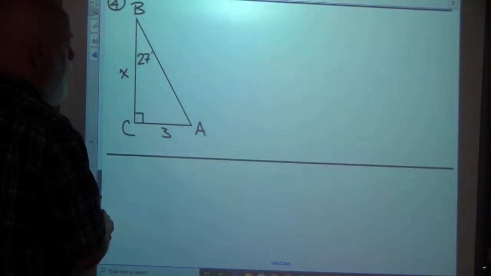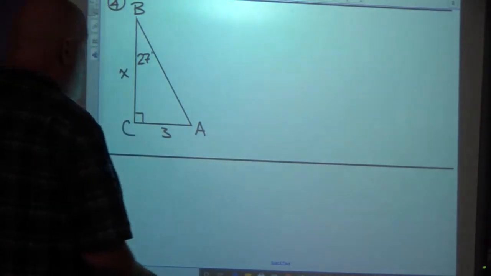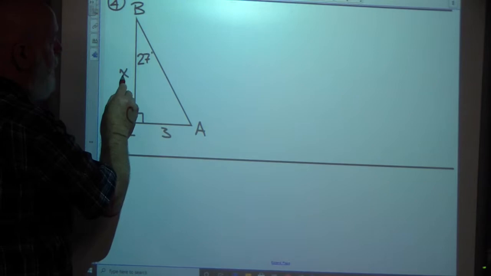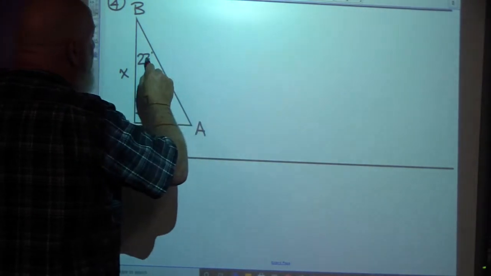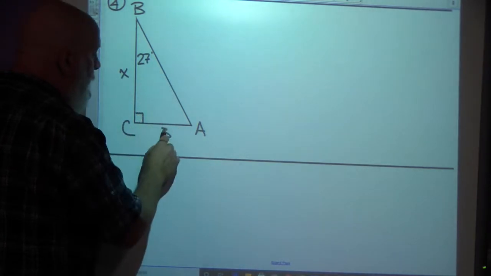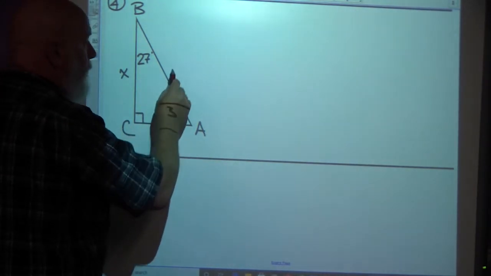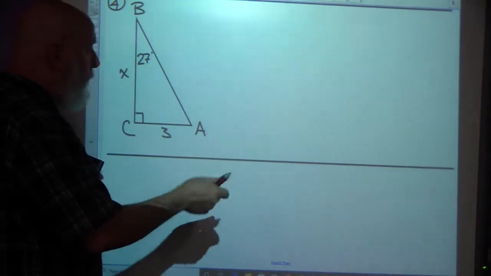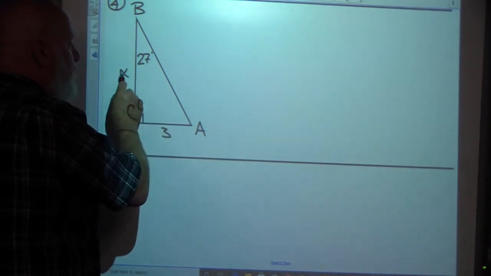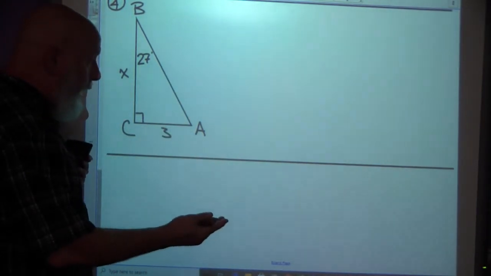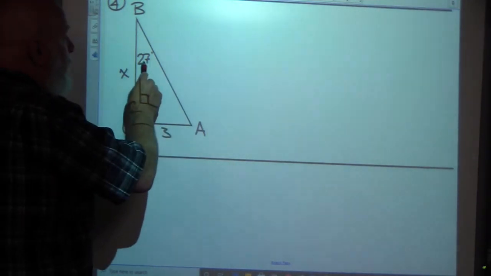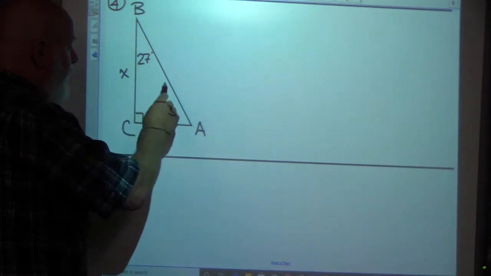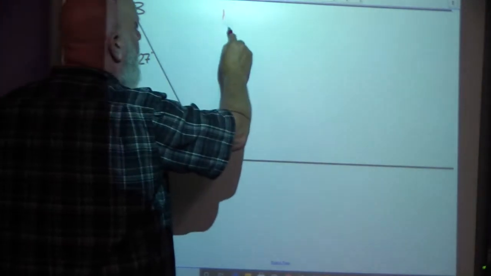All right, and here's one more example. I will try not to mess up. I'm looking for this side right here, and I know this angle. If I tried sine, it would be opposite over hypotenuse, so that would give me two unknowns. I don't want that. If I tried cosine, that would be adjacent over hypotenuse, which gives me two sides that I don't know the length of. So I'm going to try the tangent, and the tangent of 27 gives me 3 over x.